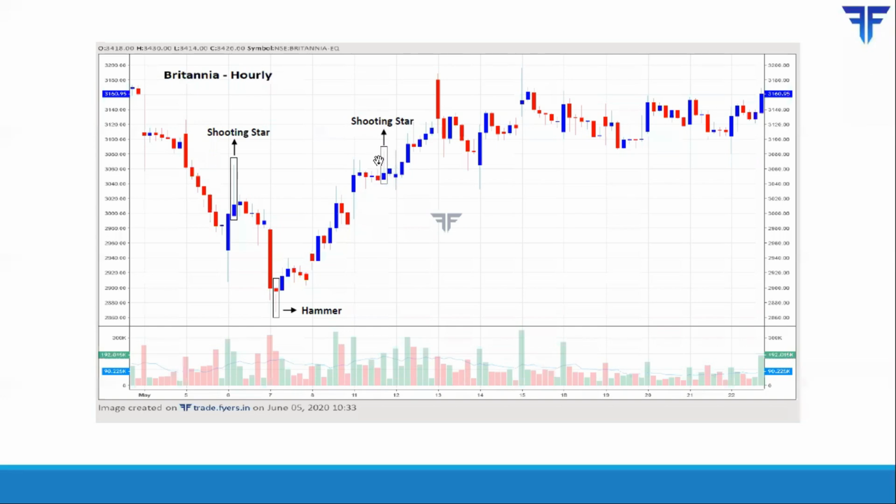Now here another shooting star pattern formed, but as you can see, this pattern failed over here. The low of the shooting star was broken, but instead of price continuing lower, price started going higher, and the high of the shooting star was eventually broken. So this shooting star pattern was negated 3 to 4 hours later.